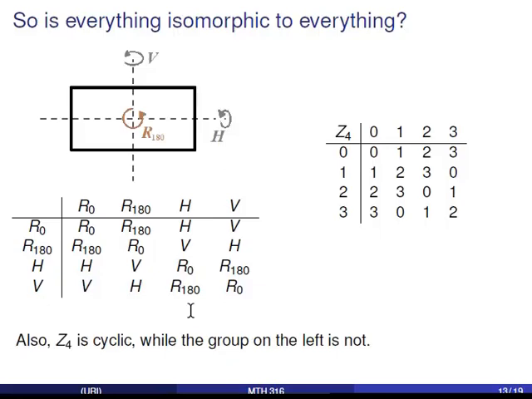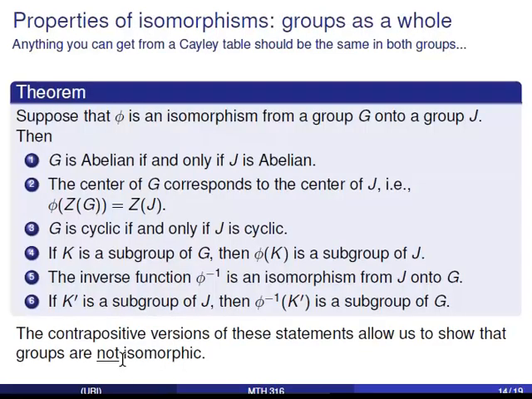Furthermore, one thing that will stand out to us is that Z4 is cyclic. It has an element of order 4, and this group is not cyclic. It doesn't have any elements of order 4. This idea of being cyclic or not is important, and it shows up in our next theorem. So here's our second list of properties that should be the same in groups that are isomorphic.